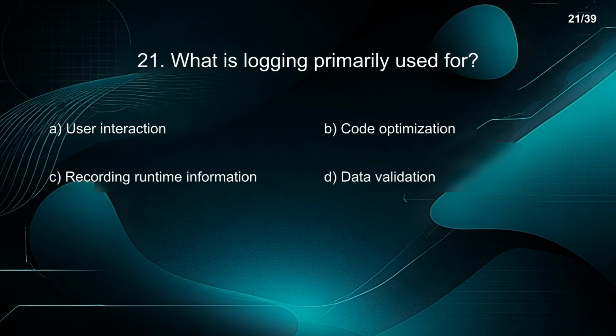21st question. What is logging primarily used for? A. User interaction. B. Code optimization. C. Recording runtime information. D. Data validation. Correct answer is C. Recording runtime information.